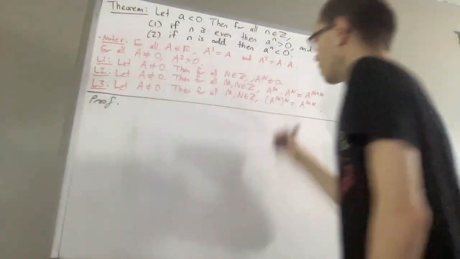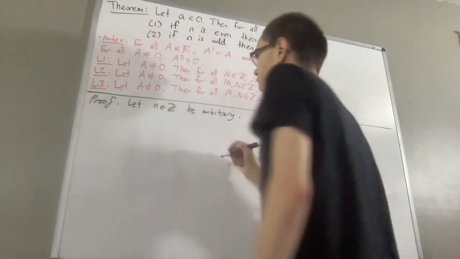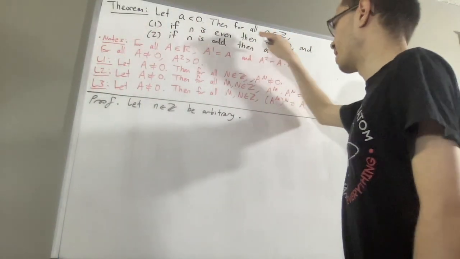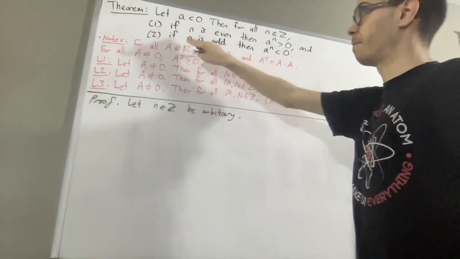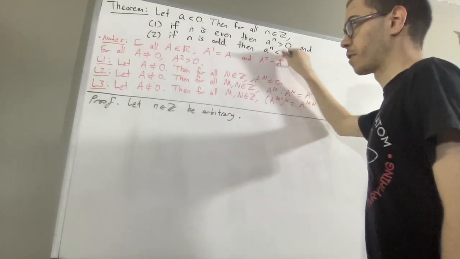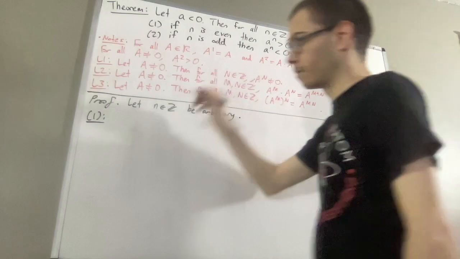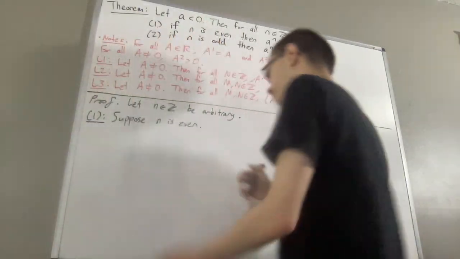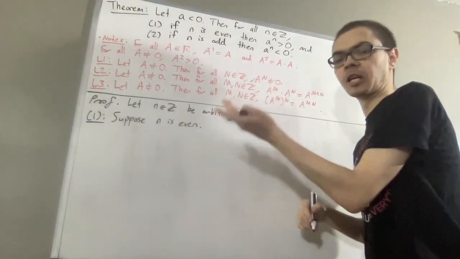To start off the proof, let's give ourselves an arbitrary integer n. From here, we are going to prove if n is even, then a to the power of n is greater than 0, and if n is odd, then a to the power of n is less than 0. Let's start by proving the first one. To prove the first one, we will suppose n is even. Well then, n is equal to 2k for some integer k.